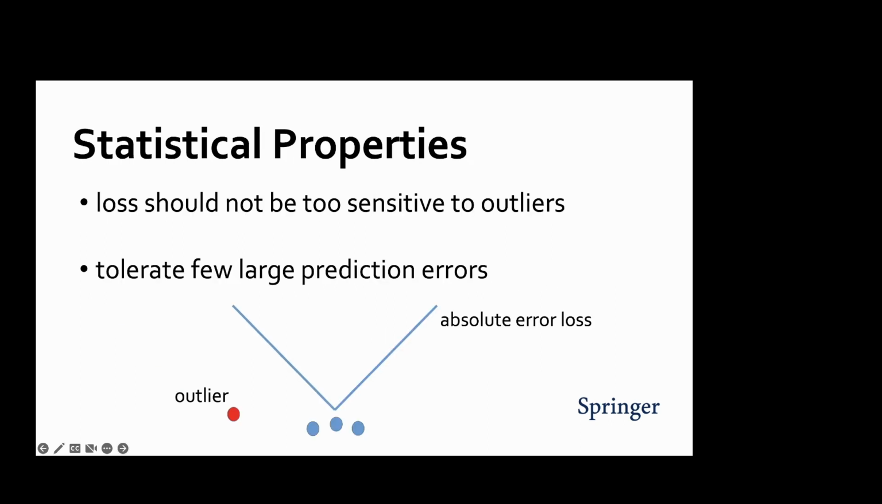Statistically, we want the resulting machine learning method to be not too sensitive to a small number of outliers whose label values are erroneously large. Here we would like a loss function to tolerate large prediction errors for a few outliers. This suggests in turn to prefer the absolute error loss over the squared error loss. Indeed, the absolute error loss increases only linearly with the magnitude of the prediction error instead of the quadratic growth of the squared error loss.